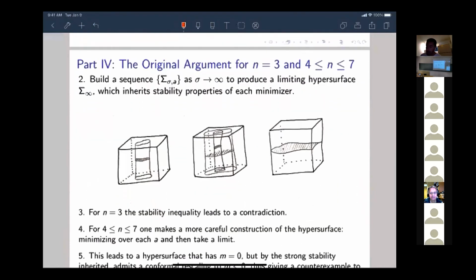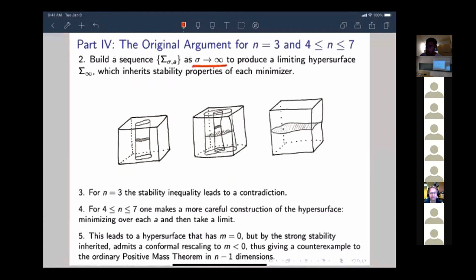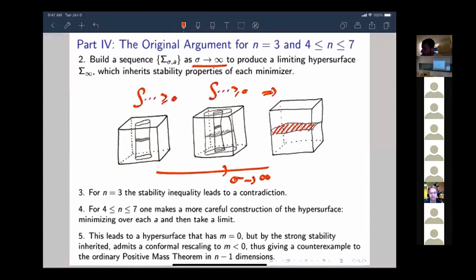So then what you do is you say, okay, well, let me take a sequence of these. So you build a sequence as little sigma tends to infinity. And you show that this sequence, which I've drawn here, as little sigma goes to infinity, converges to some minimal hypersurface. And then because it's a minimizer at each step, you show that the stability inequality at each step leads to a stability inequality here, and here, and this leads to another stability inequality here. And then what you show is that this leads to a contradiction directly for n equal to 3.